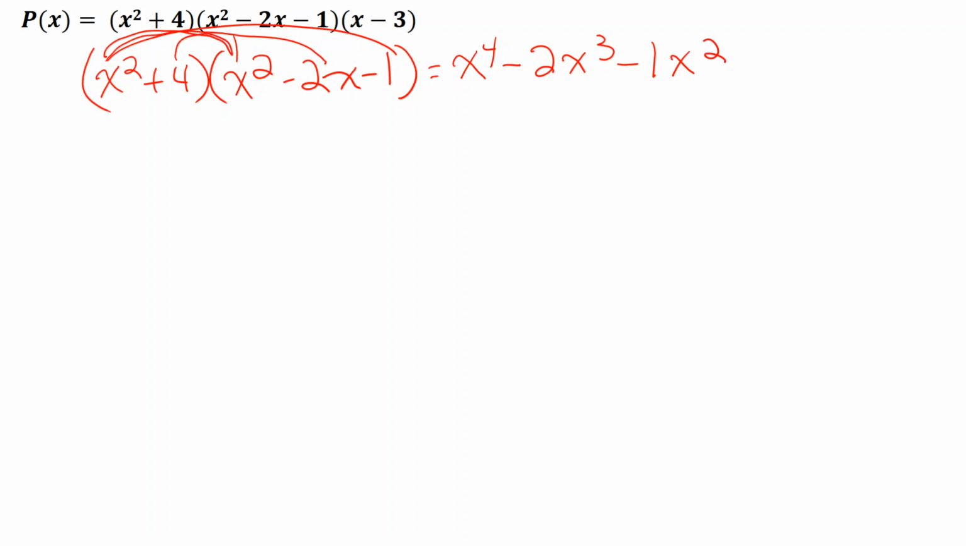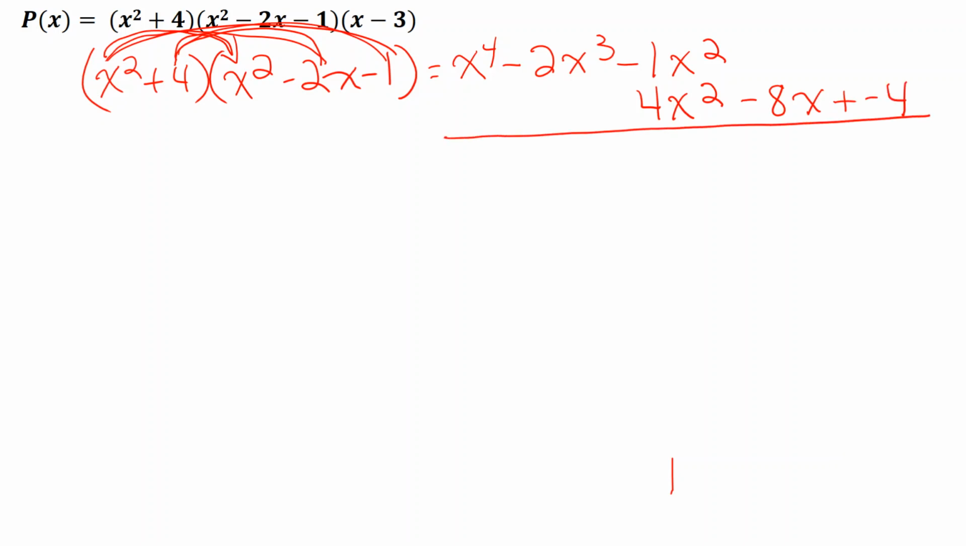Okay, now I'm going to multiply my 4. 4 times x squared is going to be positive 4x squared, and notice I just put it right under my other x squared. So 4 times negative 2 is going to be negative 8x, and then 4 times a negative 1 is negative 4. Okay, we're going to add all that together, and let's see. So x to the 4th, we're going to bring that straight down. X to the 4th minus 2x to the 3rd plus 3x squared minus 8x minus 4.